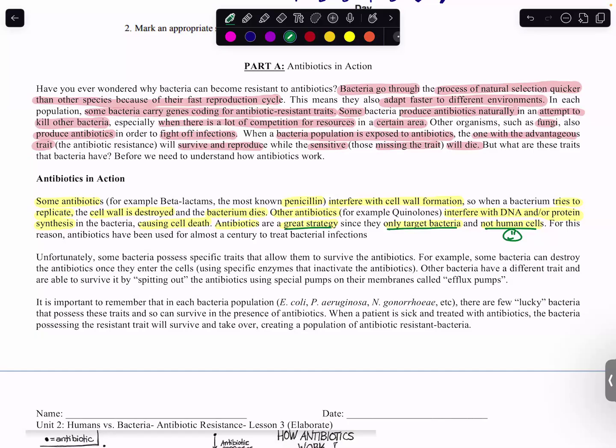For this reason, antibiotics have been used for almost a century to treat bacterial infections, right? We calculated that like 80 plus years they've been used at least on farms, and for almost a century, they've been used to treat bacterial infections, right? Which means that they are effective, right? We still use them to this day.